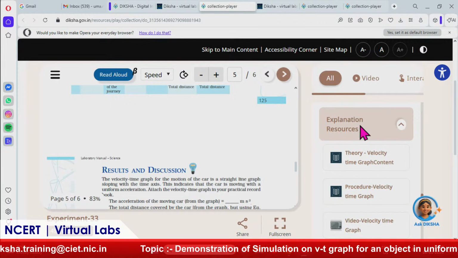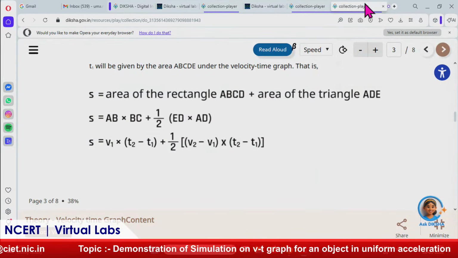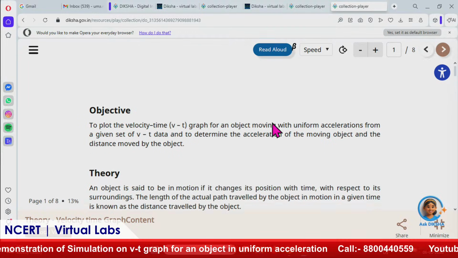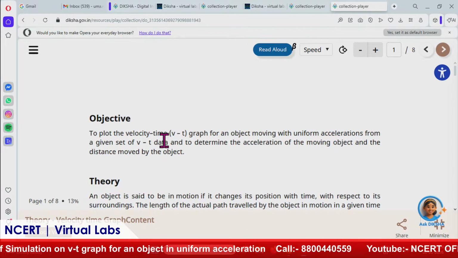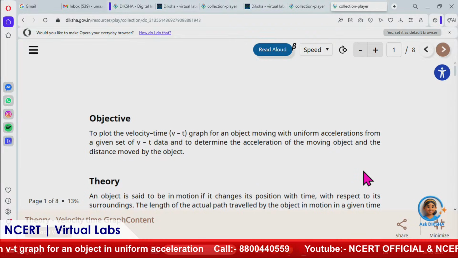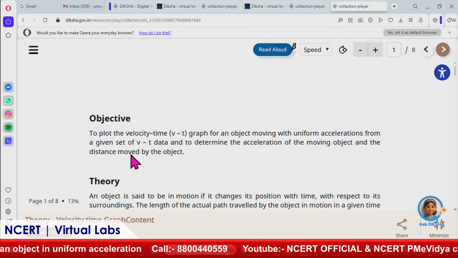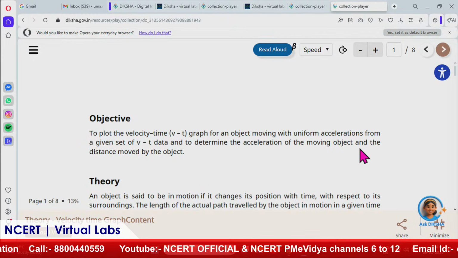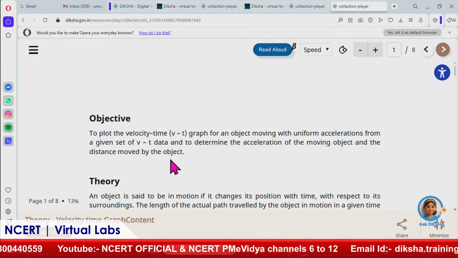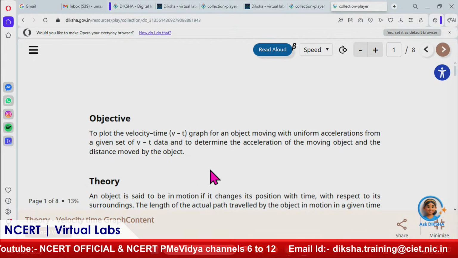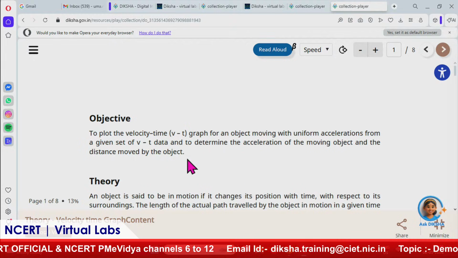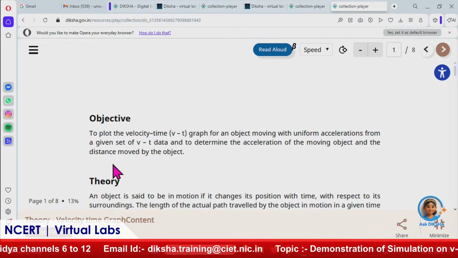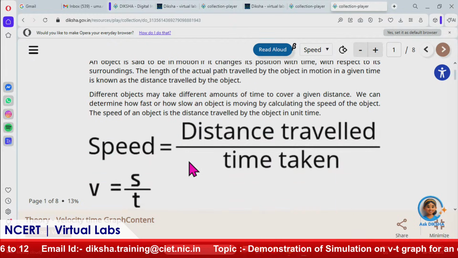So this is the theory part. Let's open this theory part first of all. I hope it is visible. Yes. The objective of this experiment is to plot the velocity time graph for an object moving with uniform acceleration from a given set of VT data, that is velocity time data, and to determine the acceleration of the moving object and the distance moved by the object. So here itself all the applications are there. We can retrieve 3 pieces of information from here: the slope, the acceleration, and the distance moved by this object.